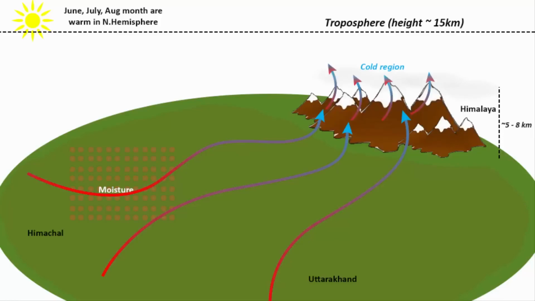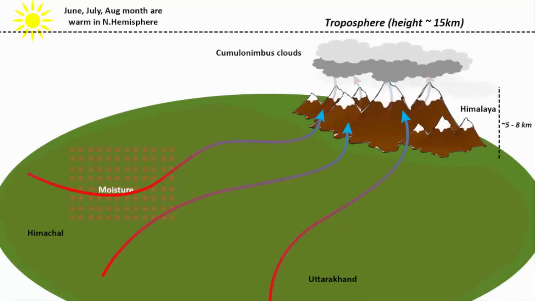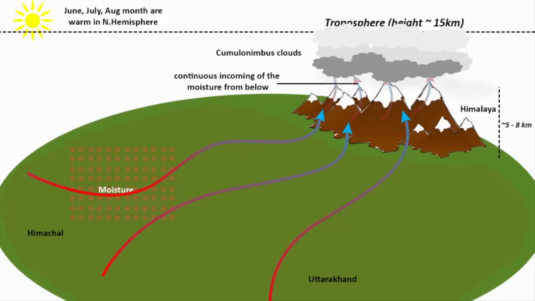When warm air rises upward along the slope of the mountain, warm air then starts to cool because atmospheric pressure decreases with altitude. As the warm air begins to cool, the water vapor present in it starts to condense. Then clouds begin to form. It forms a vertical column of clouds known as cumulonimbus clouds. The reason they are formed in a column is because they are unable to move as quickly as the continuous incoming of the moisture from below. As a result, they start to get tightly packed with each other.